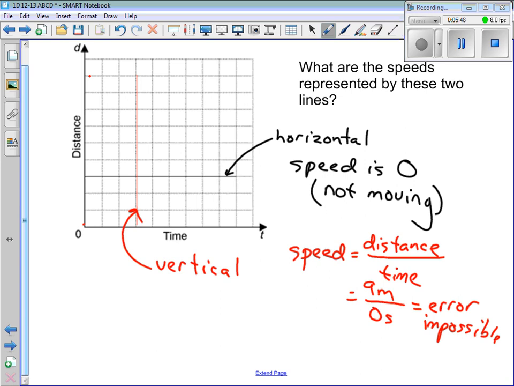They can do that in comic books and superhero movies. That's it. You can't do that in real life. So what we say at this point when we've got this line that is vertical is we say that this is undefined. Okay? That's sort of the mathematical term for what their velocity or their speed would be in that case.